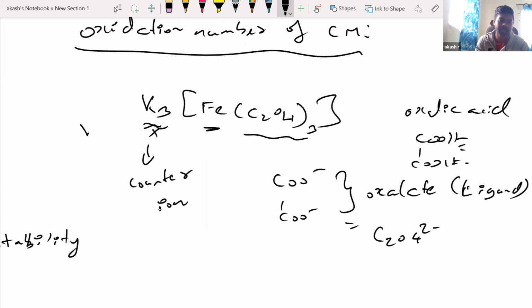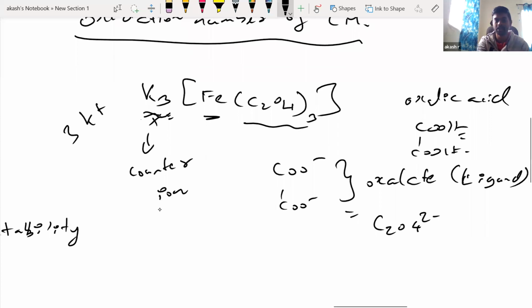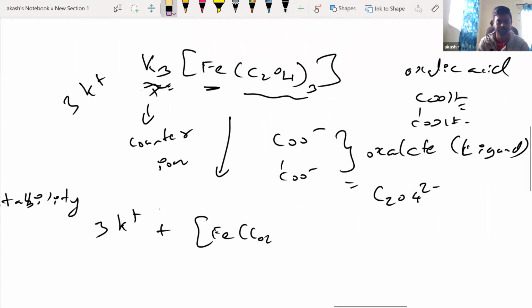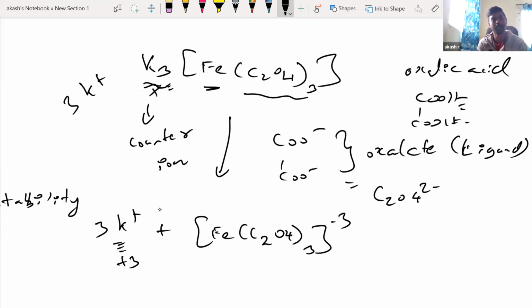Now we understand that it is K plus, and when I have 3 Ks, that means I'm going to have 3 K plus ions. Now this molecule is wholly neutral. So I would ionize this as 3K plus and Fe C2O4 thrice. What should be the charge on the coordination sphere? Obviously, the total is plus 3, so this should be minus 3.